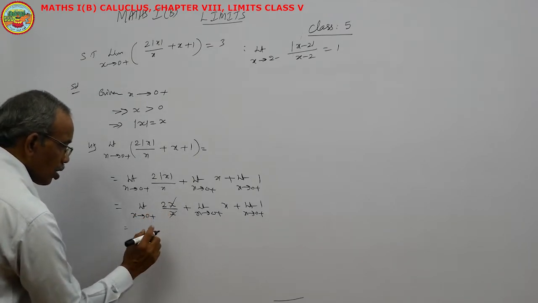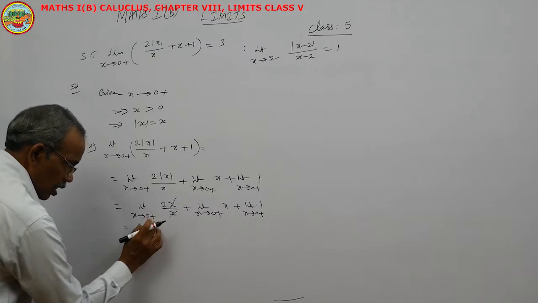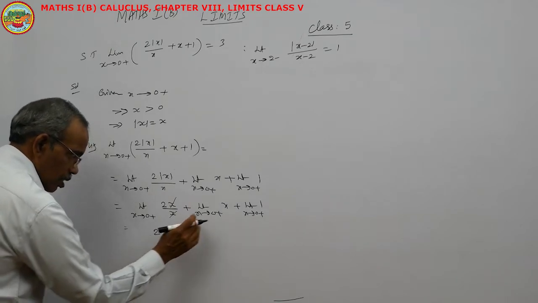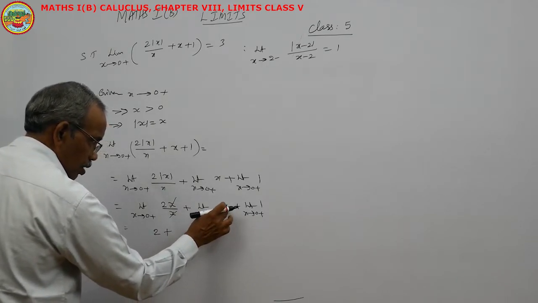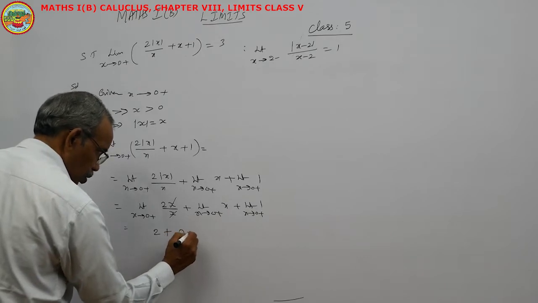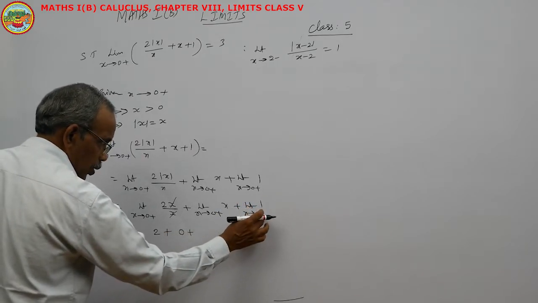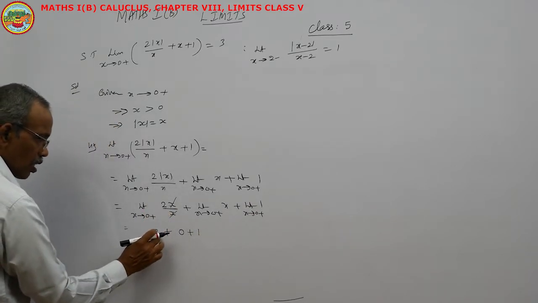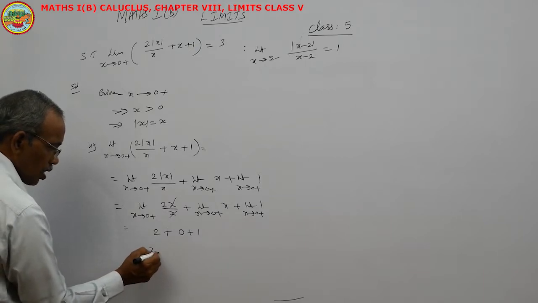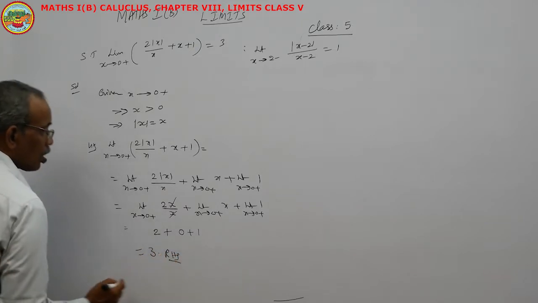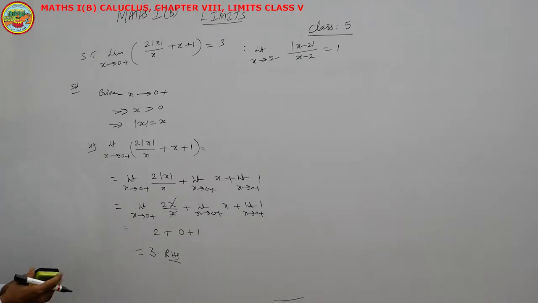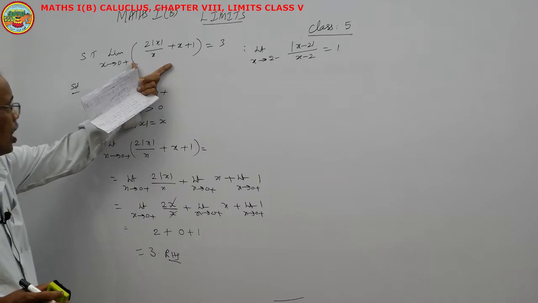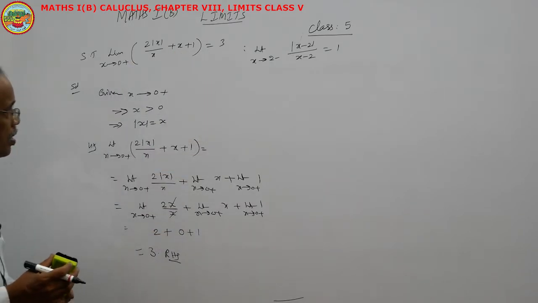2 is a constant. Therefore, when we apply the limit x tends to 0 plus, we get 2, plus the limit of 1 as x tends to 0 plus. 1 is a constant, so it stays 1. That is equal to 2 plus 1, which is 3. This is the RHS. Since the question says show that, this limit is equal to 3. That is our RHS. The next problem.